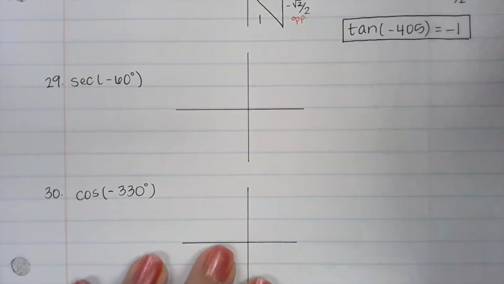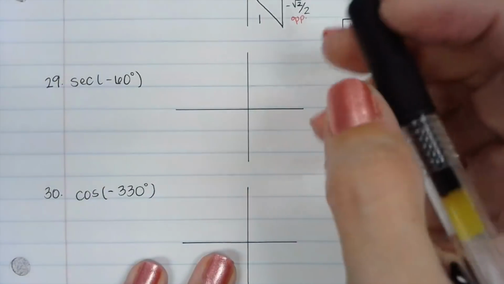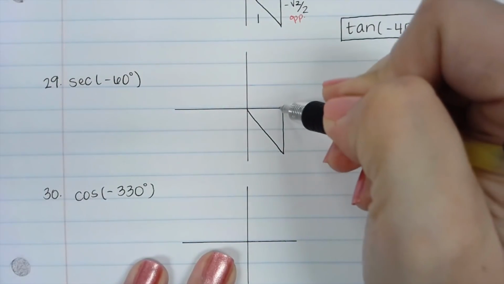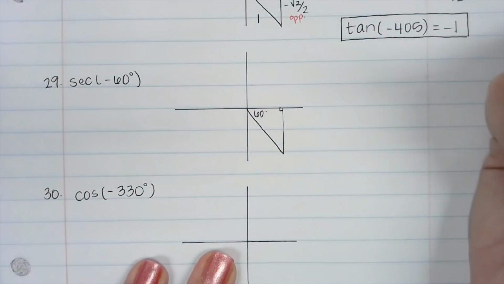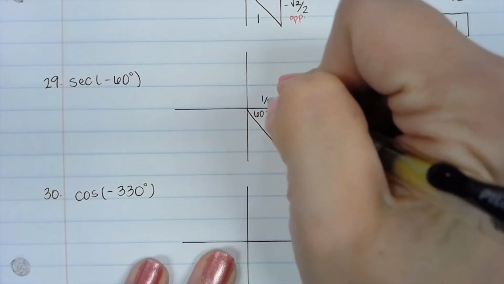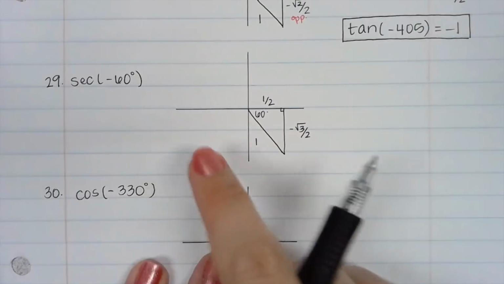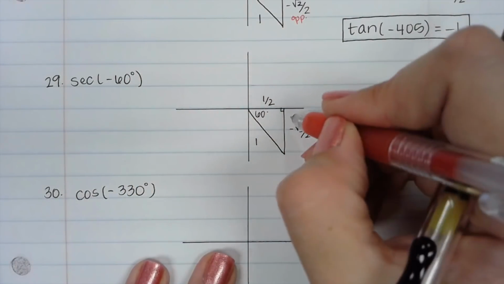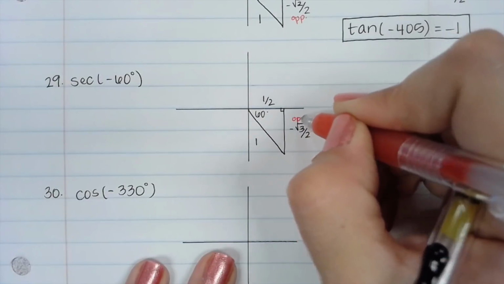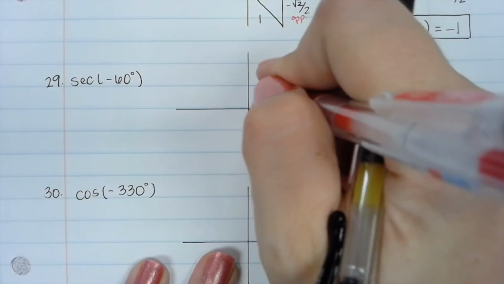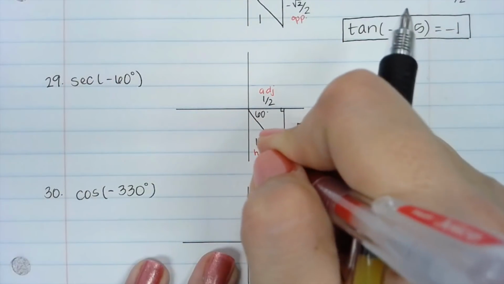On question 29, I'm finding the secant of -60 degrees. So -60 degrees means it's coming down here. It also means that my reference angle for this one's going to be 60 degrees. Negative the square root of 3 over 2, positive 1/2, and then positive 1. For secant, let's see, secant is the flip of cosine. So I'm not going to use opposite for this one. I'm going to use adjacent and hypotenuse.